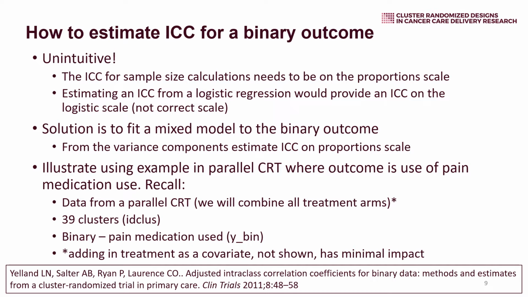Remember, it's the same parallel cluster trial, but there's a binary outcome as well. And the binary outcome is whether or not the participant used pain medication. So again, we're going to combine the treatment arms. We're assuming that we've got 39 clusters, and now we're working with the outcome, which is denoted by Y bin in our data set. It's a binary outcome, whether or not pain medication was used. And again, we haven't added in treatment here as a covariate. We could; it would be appropriate if we were reporting this ICC at the end of the trial. In this particular setting, it's got minimal impact.